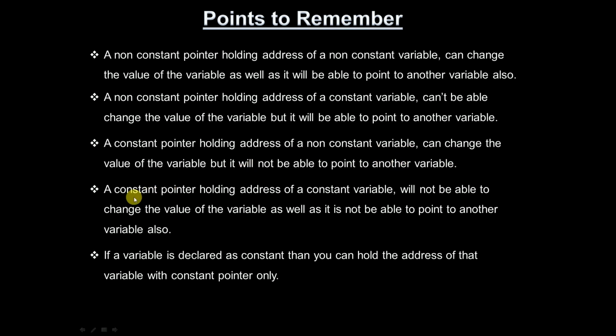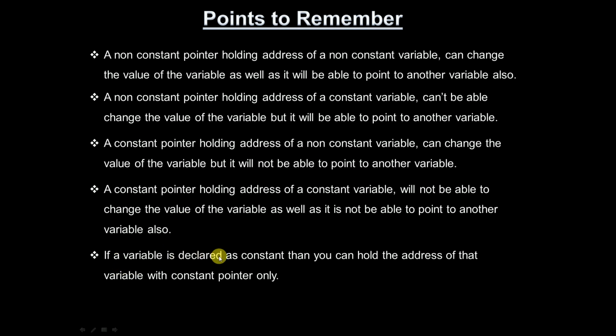Fourth scenario, a constant pointer holding the address of a constant variable. In this case, we will not be able to change the value of the variable, and it will not be able to point to another variable either. So *ptr = 20 and ptr = address of variable 2 are both invalid operations. Both are illegal, both we should not use. Now one more thing here.